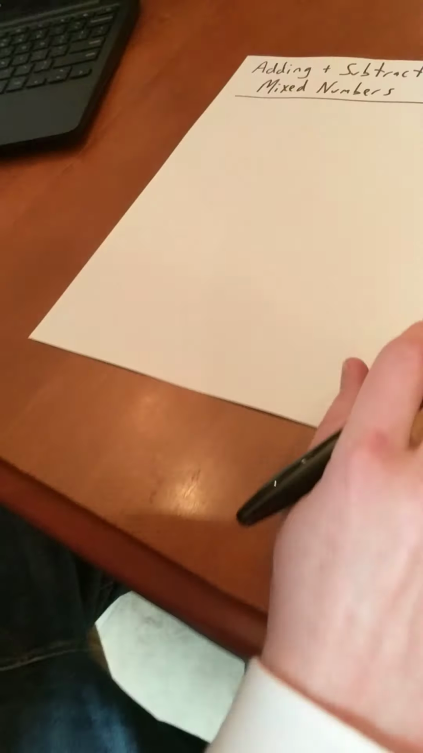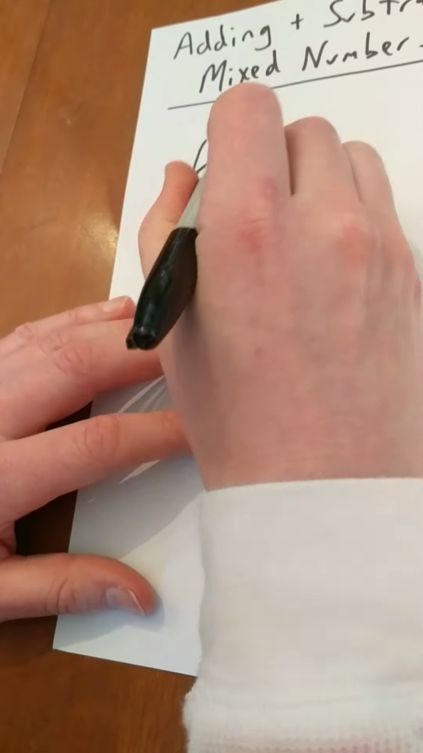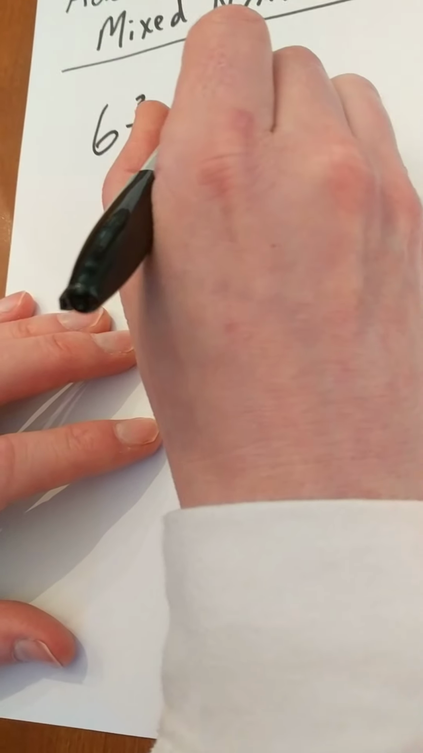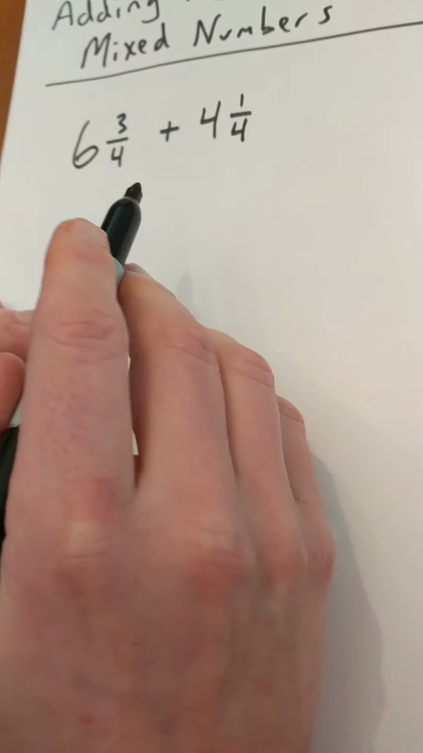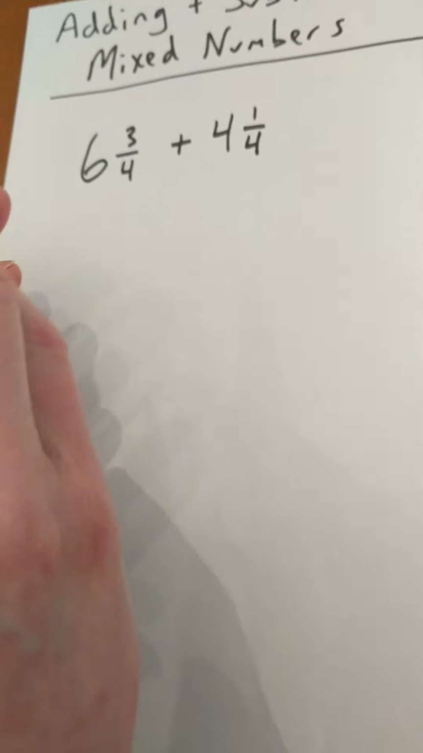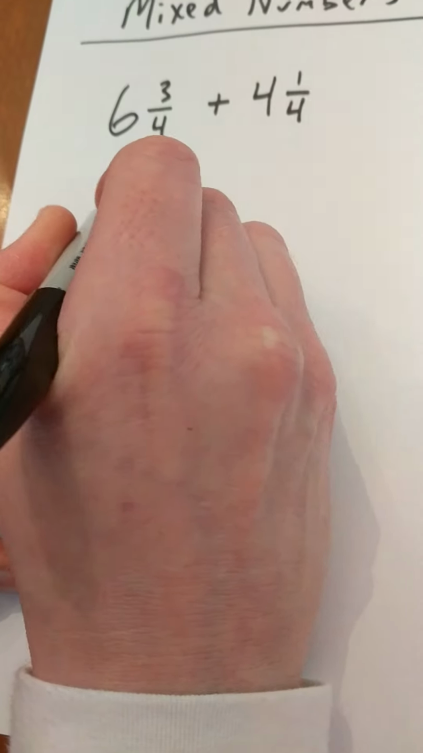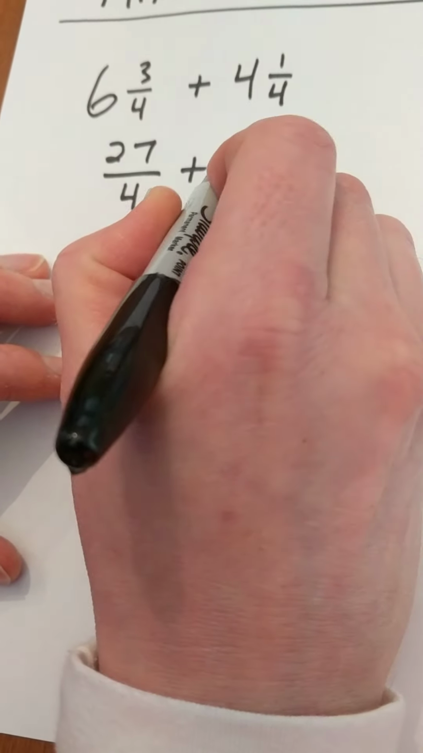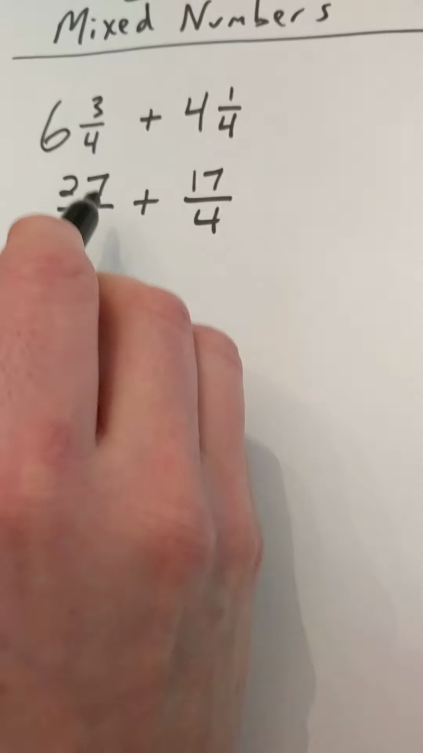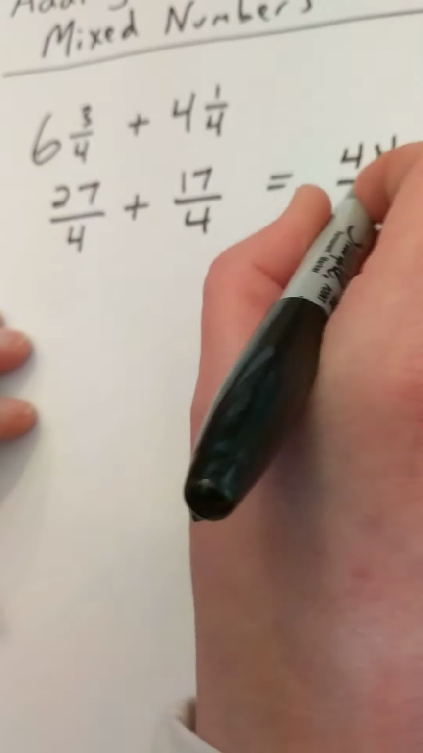So let's kind of come over here and we're going to say, what is a mixed number? Well, a mixed number is a whole number and a fraction. I'm using 6 3/4, and I'm going to add 4 1/4. So there's two ways I'm going to show you to do this. First of all, you can always turn these into improper fractions. 4 times 6 is 24, plus 3 is 27 over 4. 4 times 4 is 16, plus 1 is 17 over 4, and then you just add the numerators. 27 plus 17 equals 44 over 4.